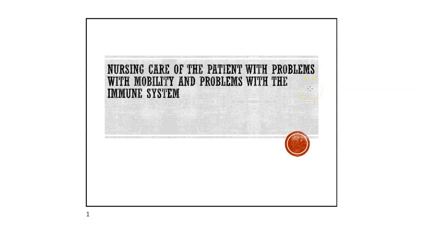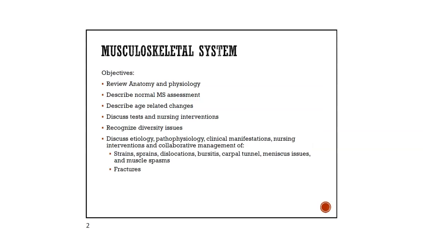Nursing care of the patient with problems with mobility and problems with the immune system. These are our objectives: review anatomy and physiology, describe the normal musculoskeletal assessment, describe age-related changes, discuss tests and nursing interventions, recognize diversity issues.